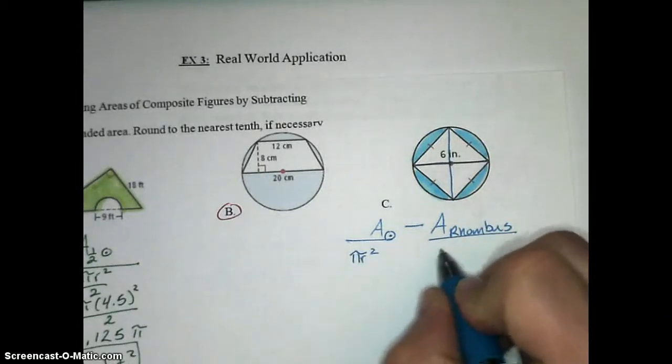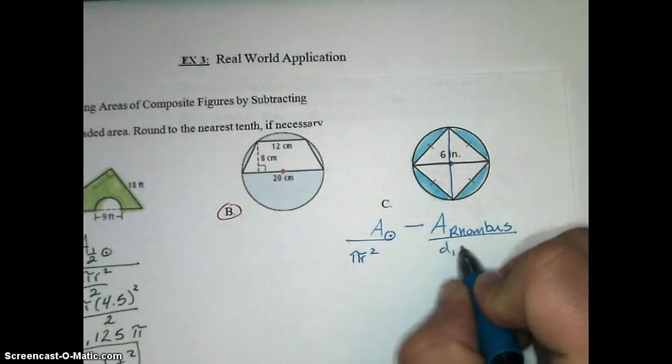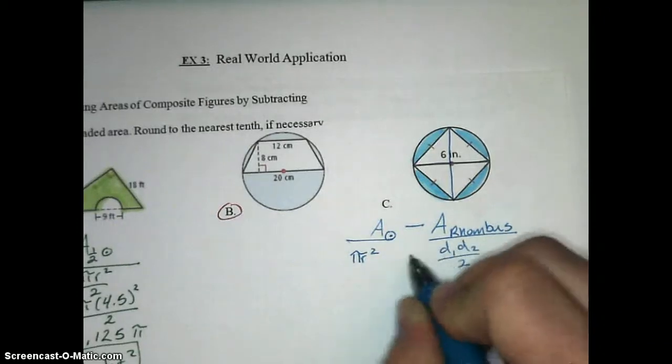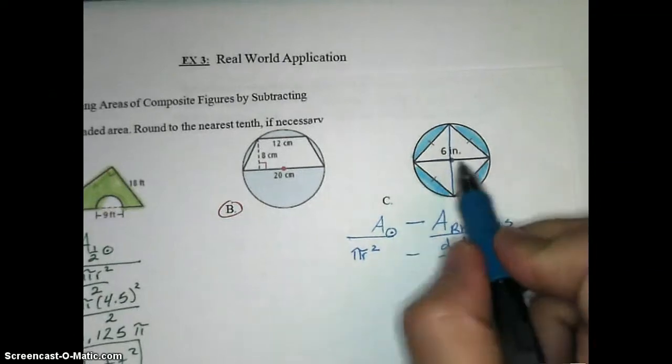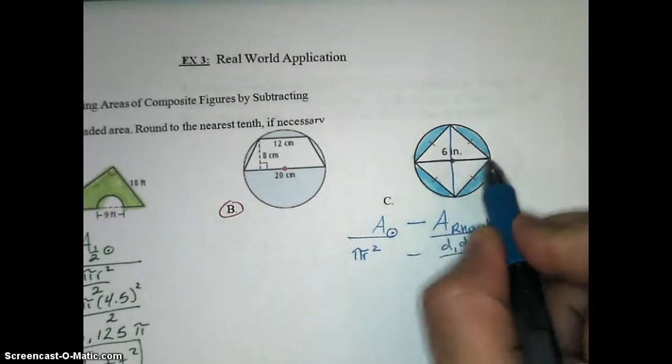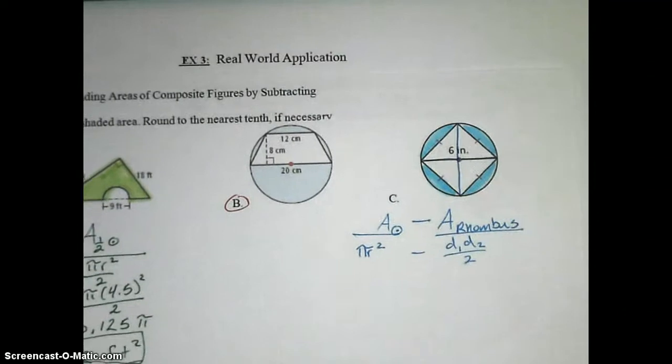Area formula for a rhombus is diagonal 1 times diagonal 2 over 2. The diagonals of your rhombus are 6 inches apiece, so 6 times 6 over 2. The radius of your circle is half of that, so it's 3. Go ahead and plug those in and then check your answers when you're ready to go. If you need more time, pause the video. Otherwise, let's check our answers.